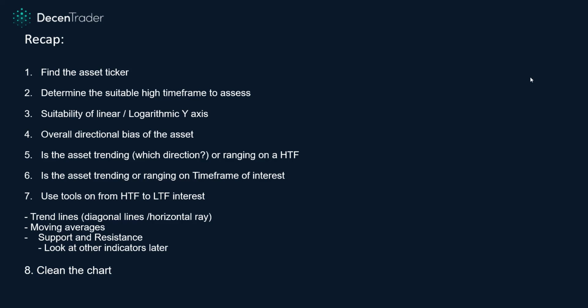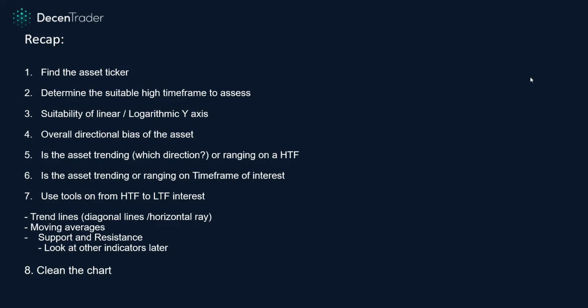We've already decided that it's trending to the downside within a range on the daily chart. So it's coming back to that 10,000 level. We need to make a decision at that level. We've used some tools from the high time frame to the low time frame, and we used some trend lines, diagonal lines, horizontal arrays. We used a moving average, the 200 in that example. We looked at support and resistance briefly.